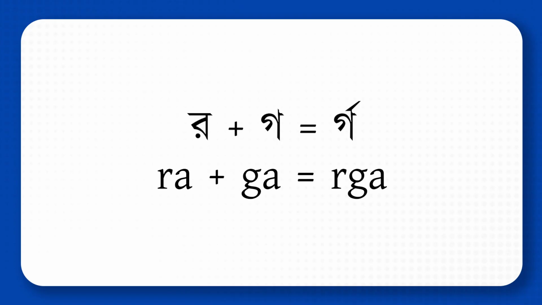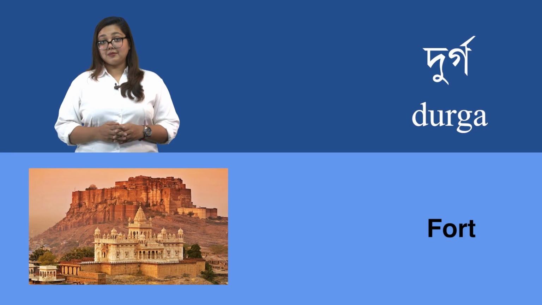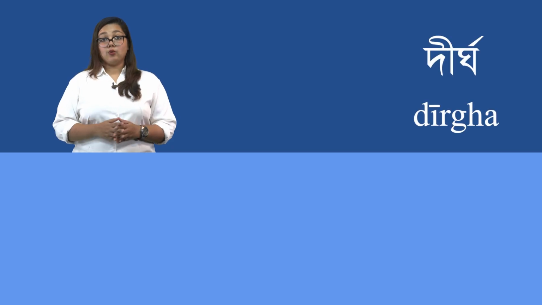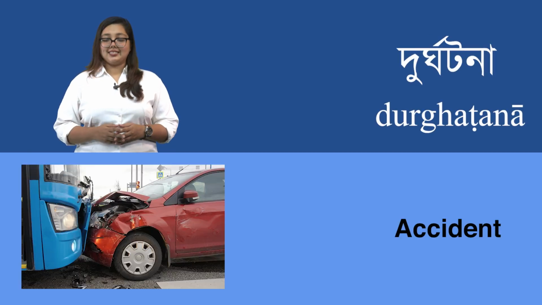The second cluster is Ref with Go. The first member Boishuno Ro makes a conjunct with Go, forming this conjunct. In words, we have Durgo, which means fort, and Borgo, which means square. The third cluster is Ref with Gho. Banjan Borno Boishuno Ro makes a conjunct with Gho. In words, we have Dirgho, which means long, and Durghotona, which means accident.